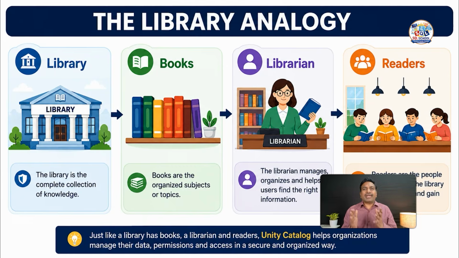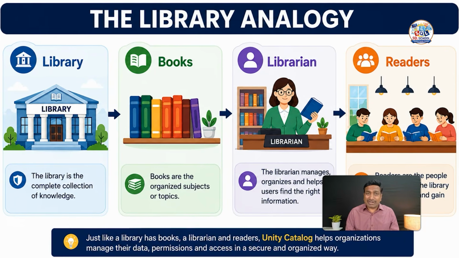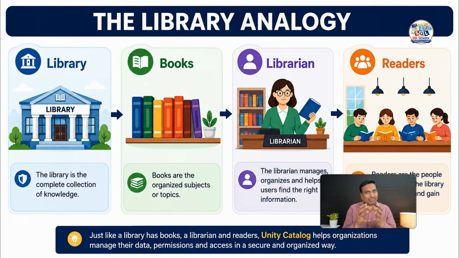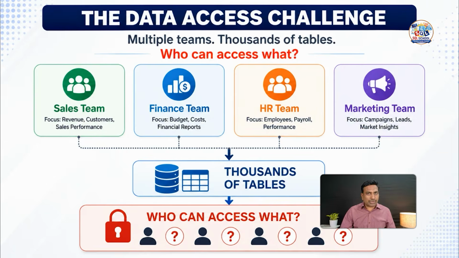Let's assume a library, a college or a university library. You have the library with books, the librarian and the readers. Who is going to control everything? The librarian. Here also the Unity Catalog is our PM or the president, controlling everything virtually.